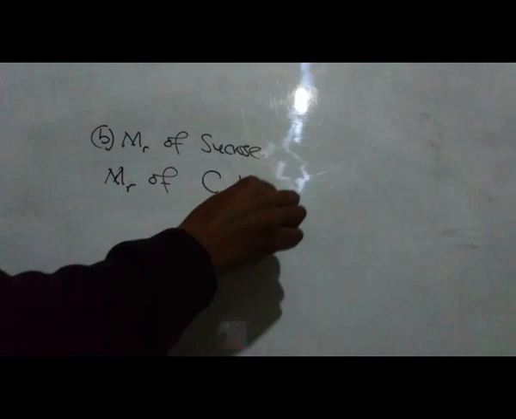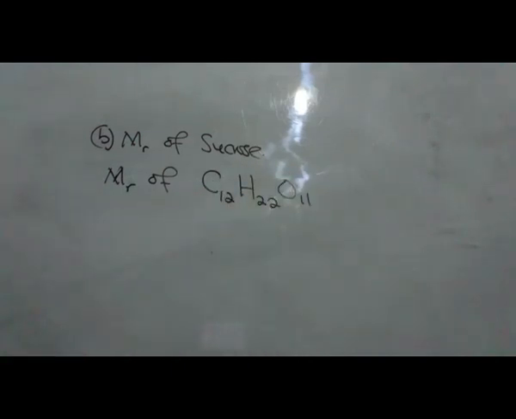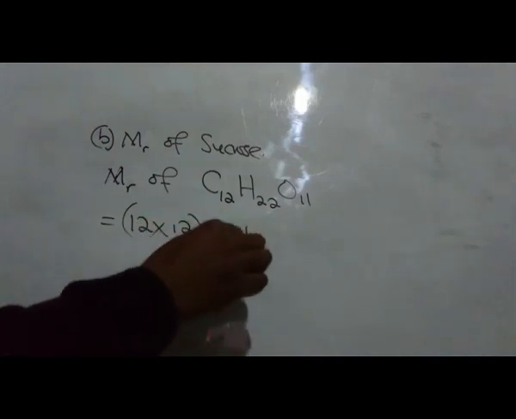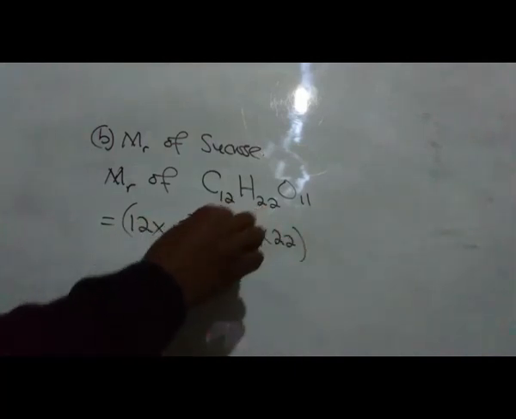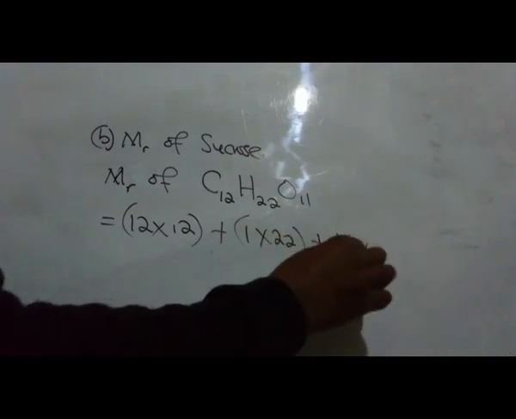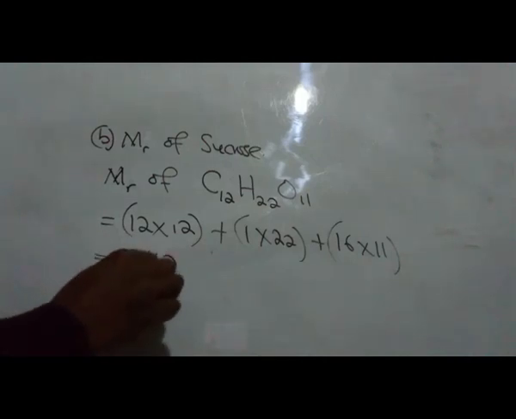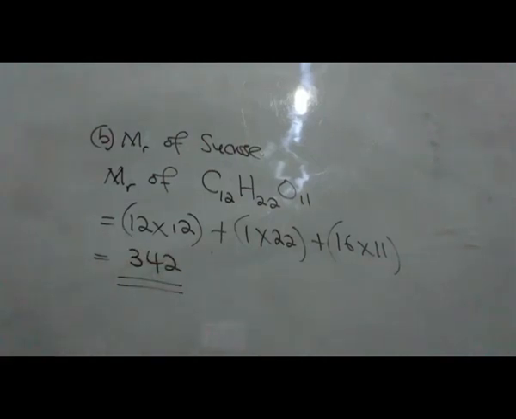Mr of sucrose, C12H22O11. All right, so we multiply: 12 multiplied by 12, plus hydrogen is 1 times 22, then oxygen 16 multiplied by 11. So at the end we are going to get what? Let's punch on the calculator. The final answer is 342. So this is the Mr of sucrose.